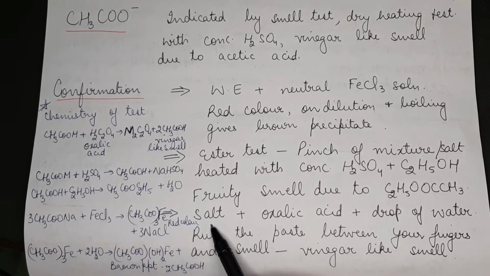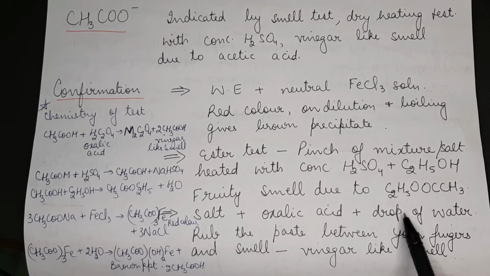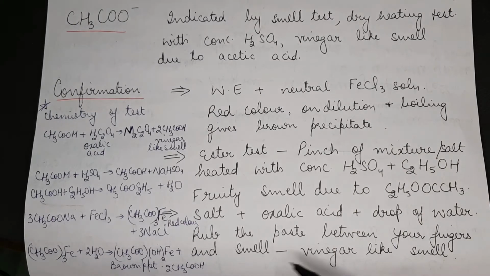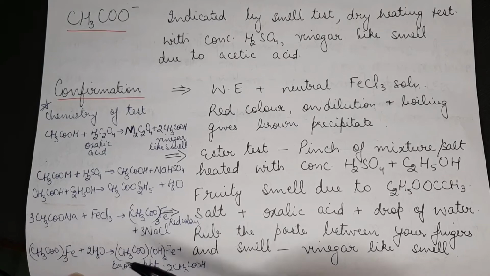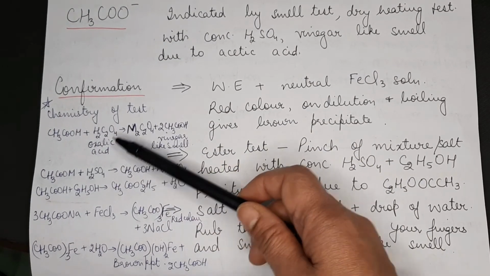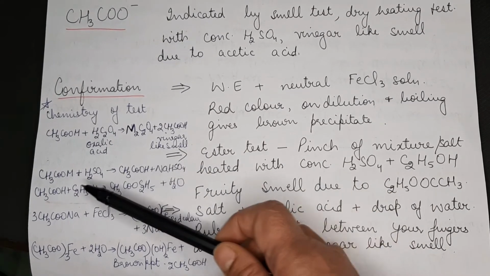And the next is the oxalic acid test: salt plus oxalic acid plus a drop of water. Just rub the paste between your thumb and finger and smell. A vinegar-like smell indicates presence of acetate. And here I have shared the chemistry of this test. Metal acetate with oxalic acid leads to acetic acid formed, vinegar-like smell.